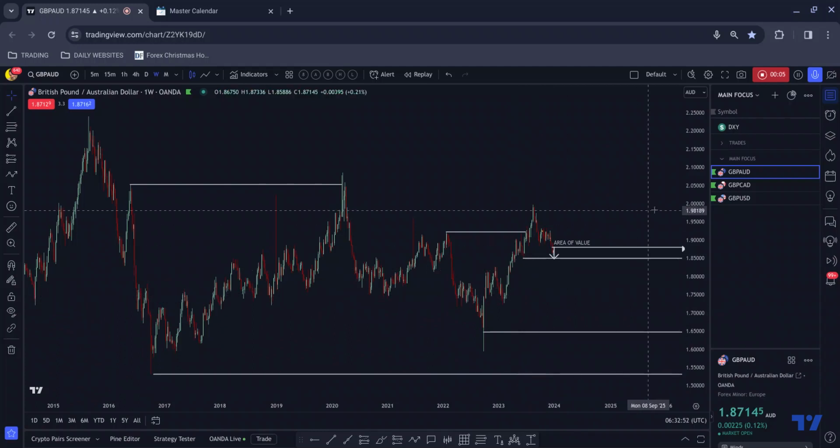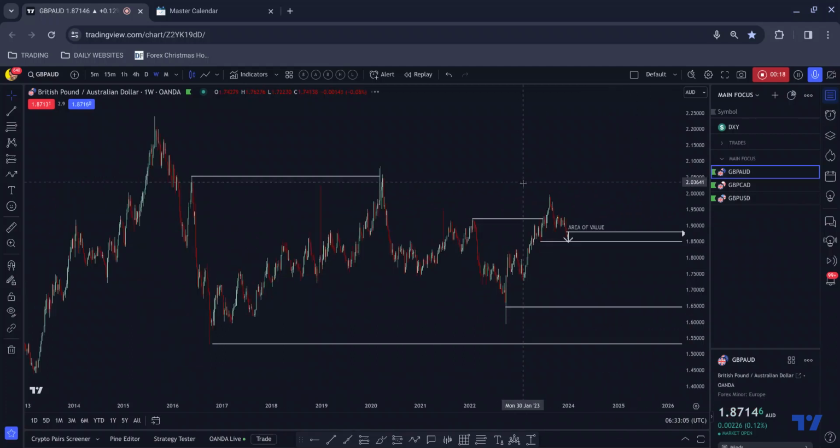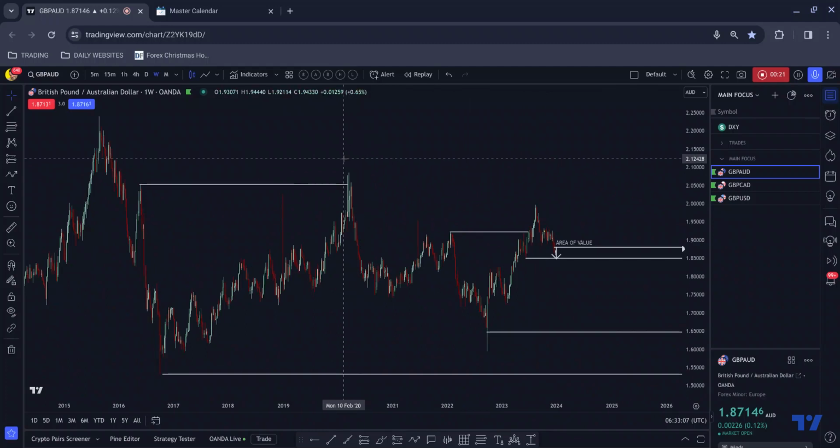So today I have three pairs on watch. Those are pound Aussie, pound CAD, and pound dollar. So it's all about the pound today. I'm going to break down my favorite of the bunch first of all, which is pound Aussie, and I'm going to start as always from the higher time frames.